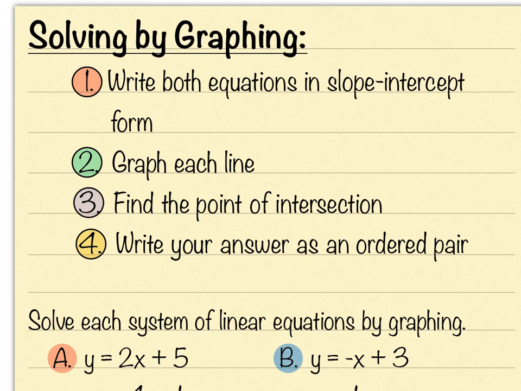All right, so the steps for solving a system of equations by graphing. Number 1, we're going to write both equations in slope-intercept form. That's a must if you're going to graph them using slope-intercept form. Number 2, we're going to graph each line. Number 3, find the point of intersection. And then number 4, we're going to write our answer as an ordered pair.